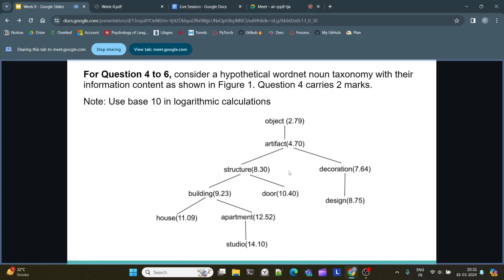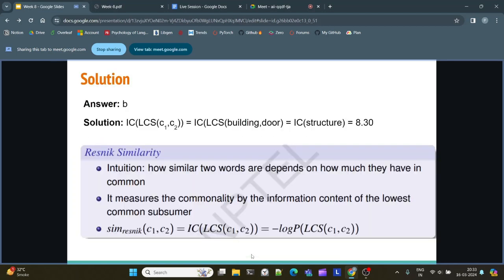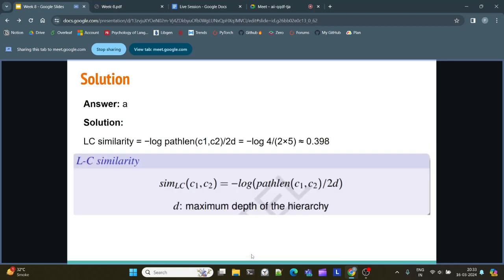And D was the maximum depth of the hierarchy. What is that? That will be 5. If you see my mouse cursor, this and this, that is 5 edges, and this is the maximum depth of the hierarchy. Then we simply plug in the values and we get minus log of 4 divided by 2 times 5. And remember, the log is to the base 10 as mentioned in the question.